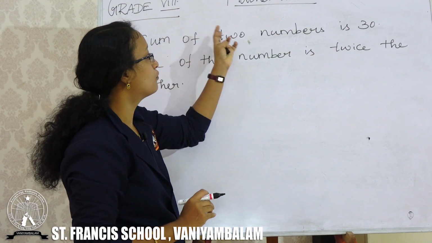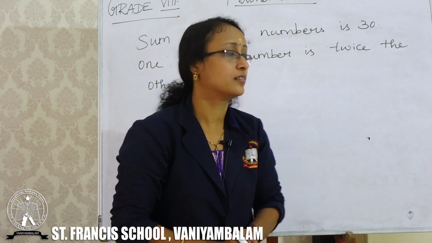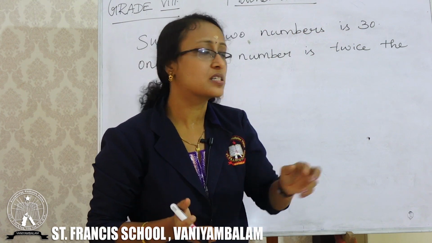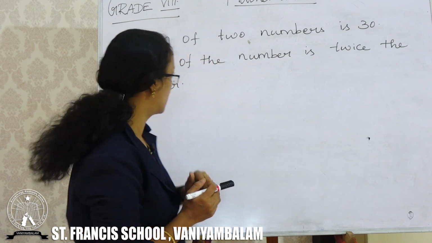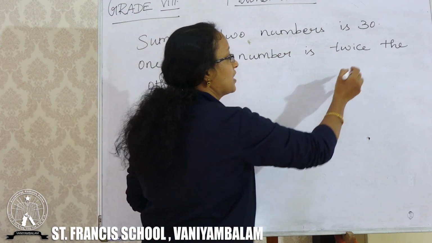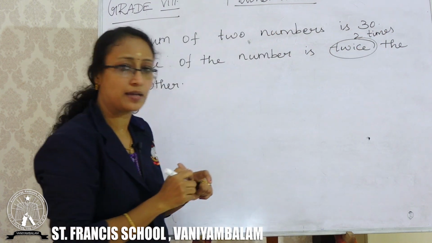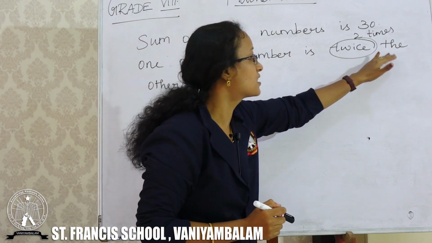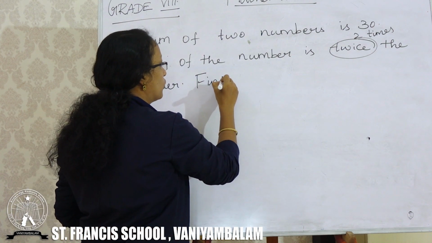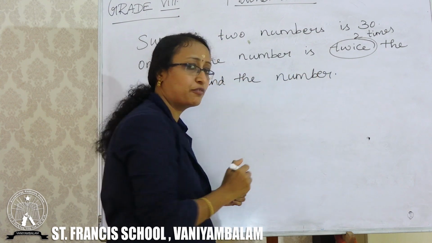See here, sum of two numbers is 30. Sum means addition. So if you add two numbers, you should get 30. One of the numbers is twice the other. Twice means two times. So one of the numbers is twice the other. And what do you have to find? What is the unknown here? The number. So find the number.